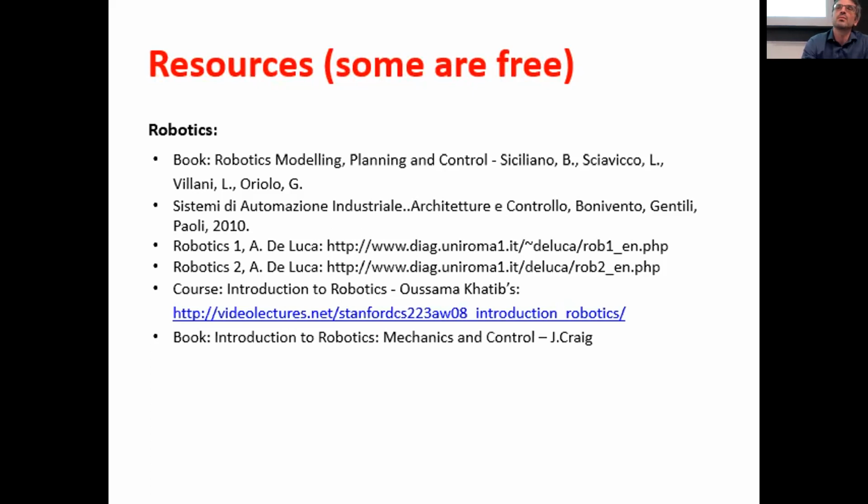It covers a good percentage of the topics, especially on kinematics and dynamics, and also more control, let's say. So 50% of the course material is there. And this is another book, Sistemi di Automazione Industriale, an Italian one, which has a good level, but it's not going very deep into the topics as we will do in this course. So it's not too detailed and can be helpful.